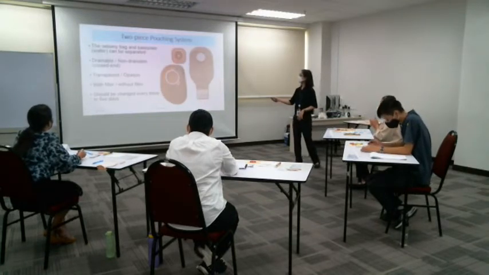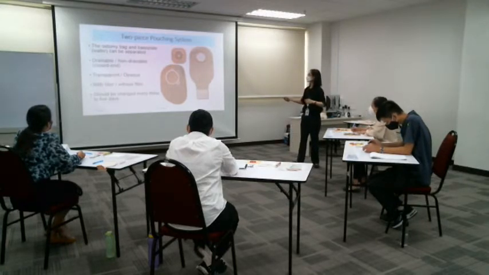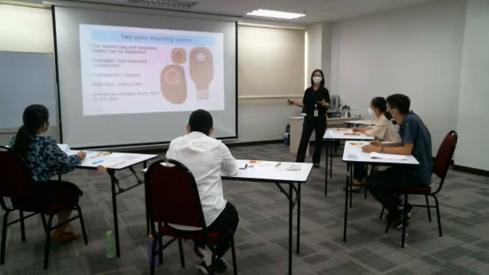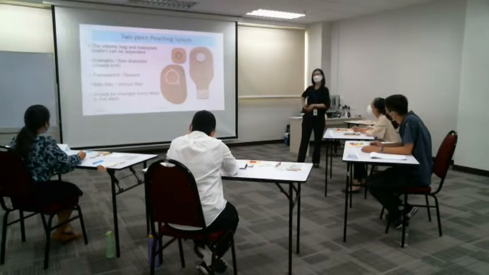Next is the two-piece pouching system. When a two-piece pouching system comes to you, you must remember there will be two parts. One is the base plate, or you call it wafer. Another one is the bag. The patient will wear the base plate for a longer period, maybe 3 to 5 days if it attaches well. But the bag can be detached and drained, detached and washed and reused.